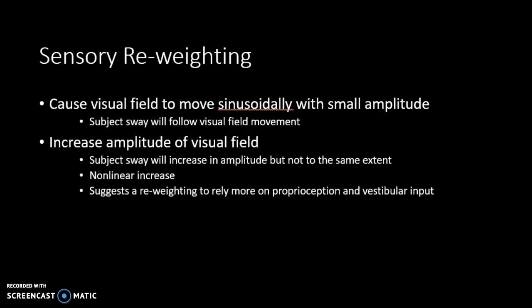And we manipulate this also through the visual field. We can cause the visual field to move sinusoidally, so we're kind of testing reweighting right now. If we cause the visual field to move, we can see the person sway, and it looks like a sine wave. That's sinusoidally. The subject will sway and follow the visual field movement. And we can increase the amplitude of the visual field, so the subject sway will increase in amplitude, but it won't be to the same extent of the visual field.